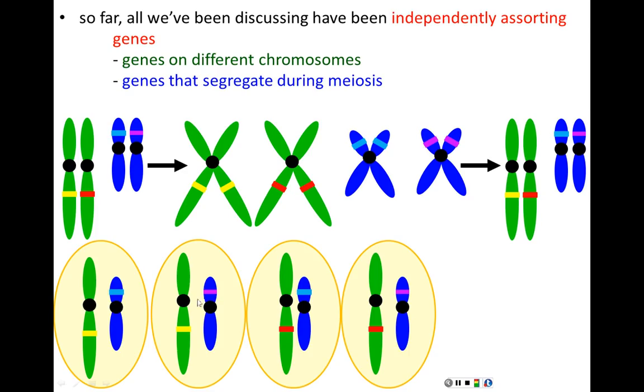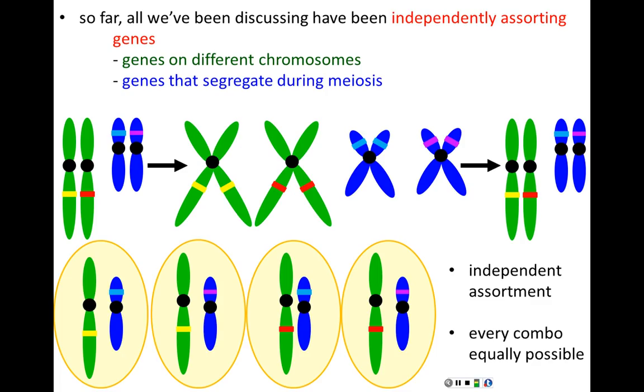That's independent assortment. Independent assortment boils down to the fact that just because I got dad's chromosome number 1 doesn't mean I have to get dad's chromosome number 14 too. They can go together, but I can also get a gamete that has dad's chromosome number 1 with his yellow allele and mom's chromosome number 14 with her purple allele. And you get the other combinations too. So every possible combination of alleles that can be represented is represented. That's independent assortment. Every single combination of alleles is equally possible.